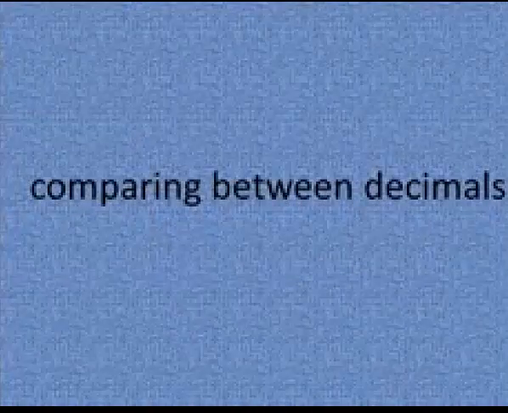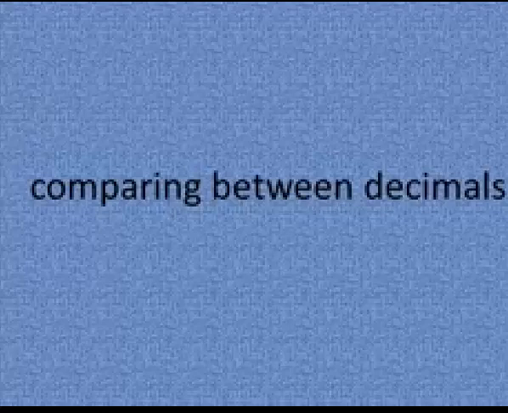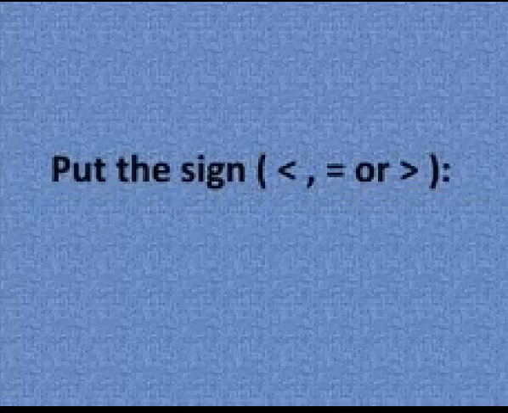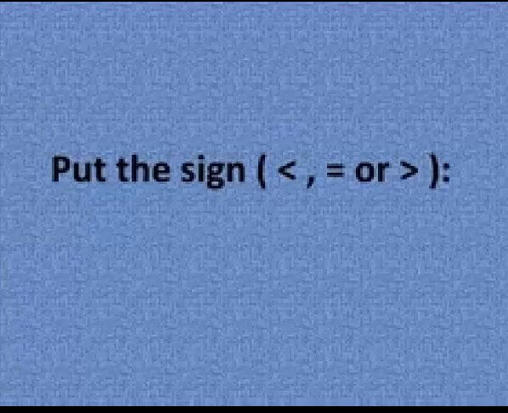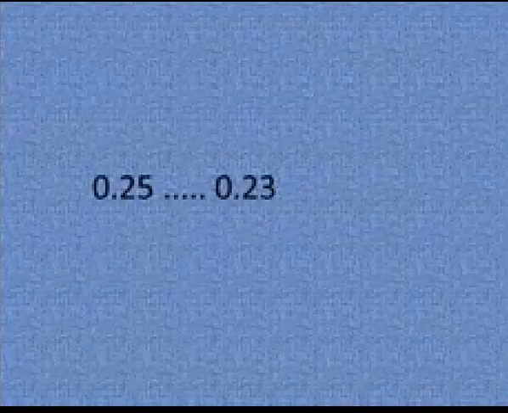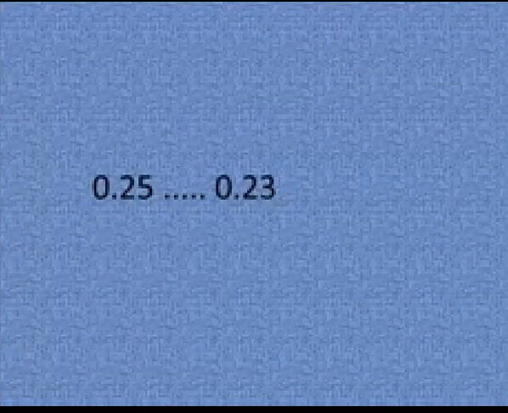Our lesson now is about comparing decimals. Put the sign greater than, smaller than, or equal. 0.25 greater than, smaller than, or equal to 0.23. We must put the same number of digits on the two numbers. Here in the first number we have two digits, and in the second number we have two digits. So 25 is greater than, smaller than, or equal to 23? Right, 25 is greater than 23.